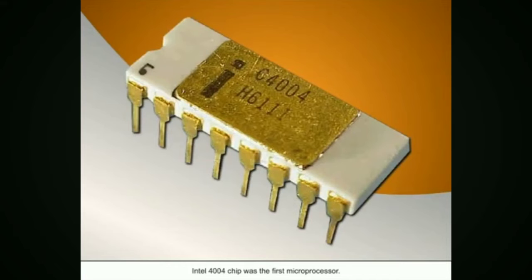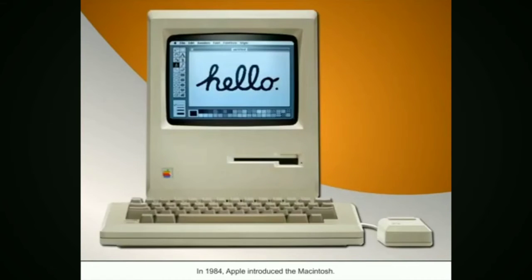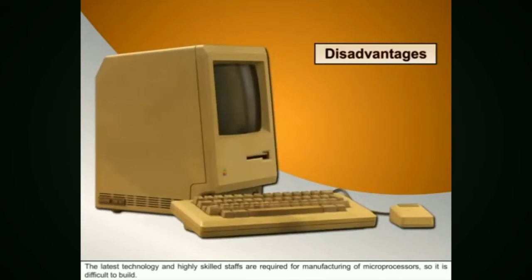Examples: Intel 4004 chip was the first microprocessor. In 1984, Apple introduced the Macintosh. Disadvantage: the latest technology and highly skilled staff are required for manufacturing of microprocessors, so it is difficult to build.